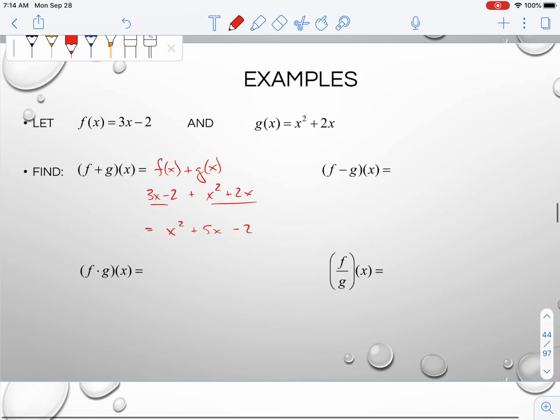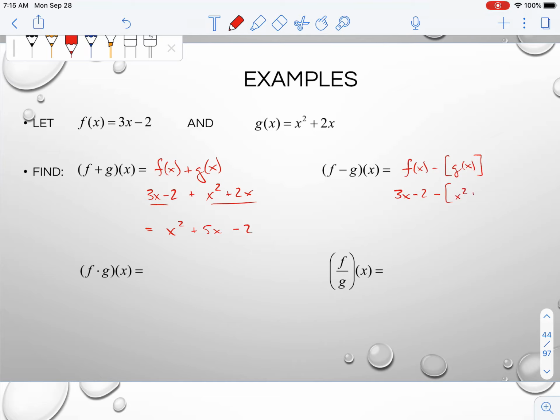Now in f minus g, again, we're going to have f of x minus g of x. And I'm putting the entire g of x in parentheses. So again, here we're going to have 3x minus 2 minus x squared plus 2x. When I distribute that negative, we have 3x minus 2 minus x squared minus 2x. And we're going to get negative x squared plus x minus 2 for f minus g of x.